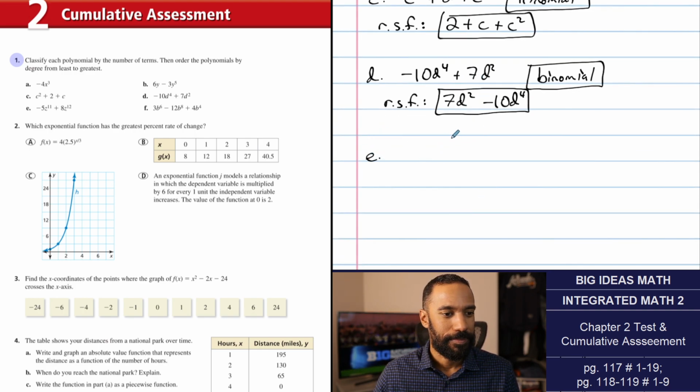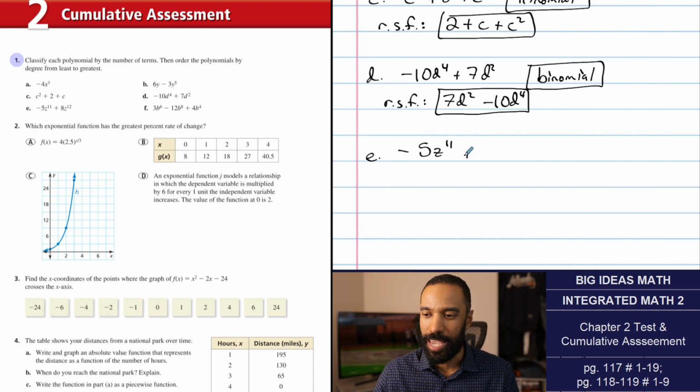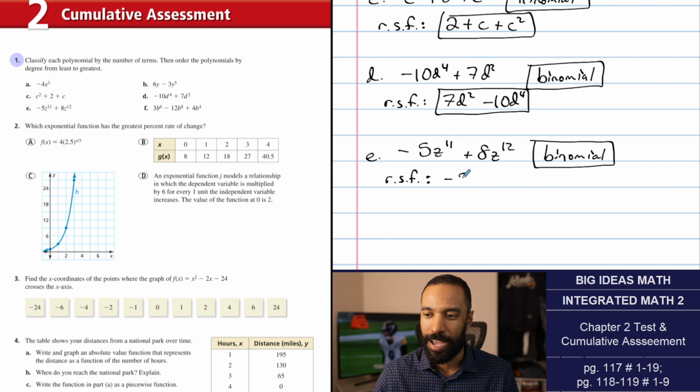Part E, negative 5z to the 11th plus 8z to the 12th. That is a binomial, once again, 2 terms. And it is already in reverse standard form: negative 5z to the 11th plus 8z to the 12th.